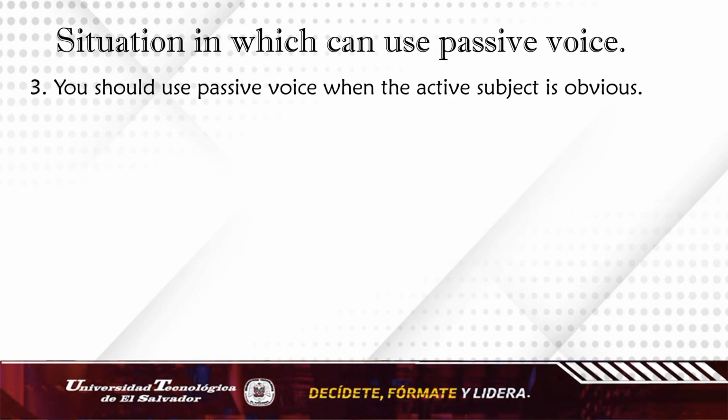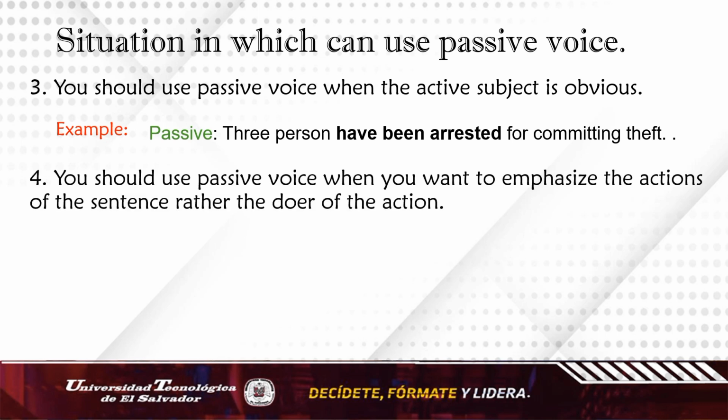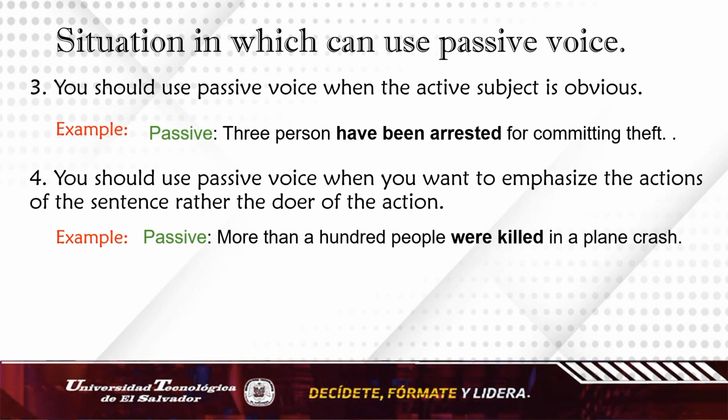3. You should use passive voice when the active subject is obvious. For example, 3 persons have been arrested for committing theft. Obviously, in this passive sentence, we know that they have been arrested by the police. 4. You should use passive voice when you want to emphasize the action of the sentence rather than the doer of the action. For example, more than 100 people were killed in a plane crash.